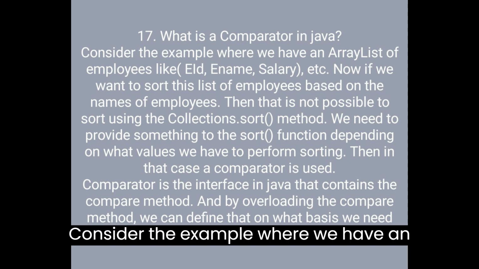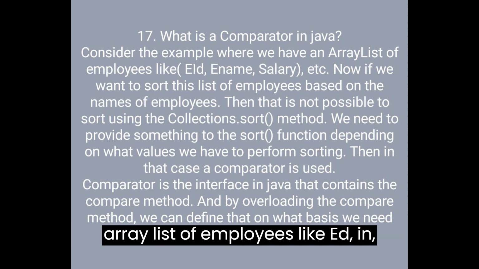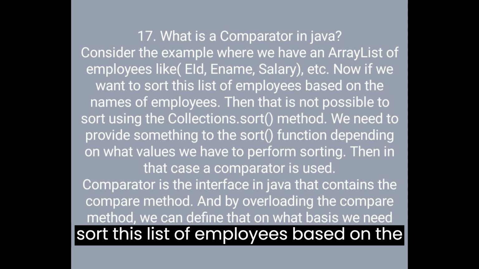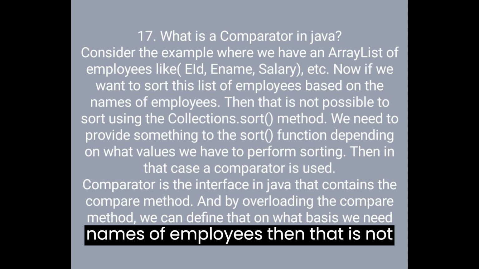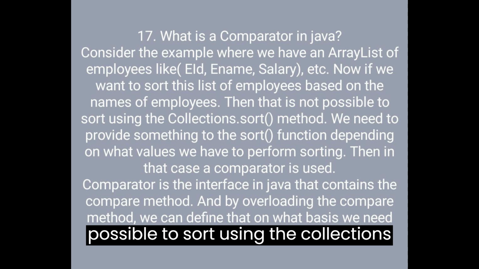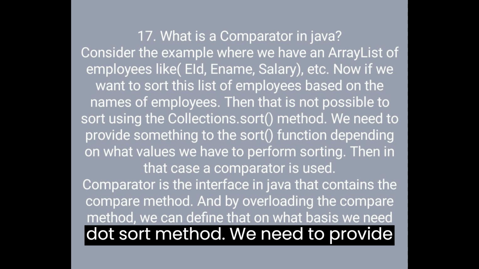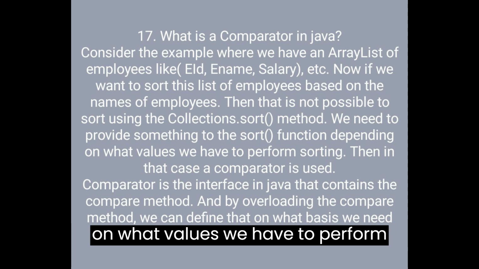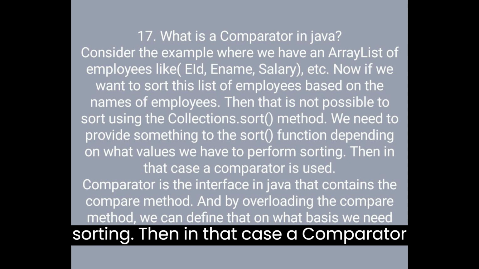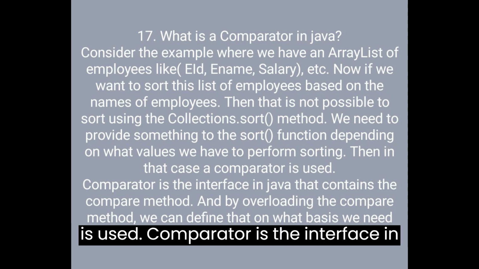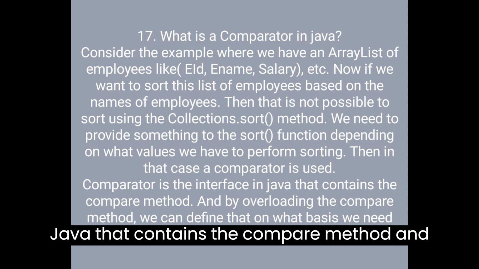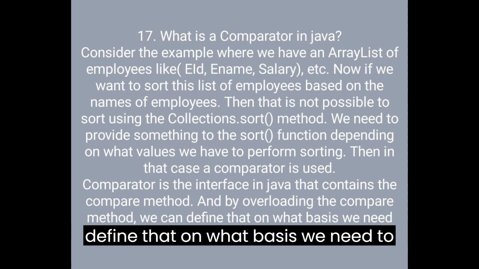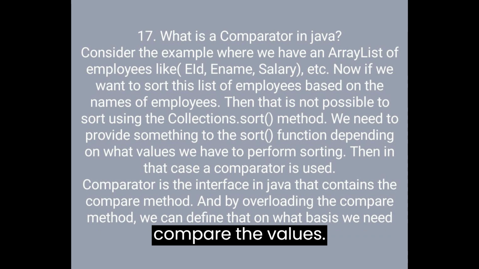17. What is a comparator in Java? Consider the example where we have an array list of employees with id, name, salary, etc. Now if we want to sort this list of employees based on the names of employees, that is not possible using the Collections.sort method. We need to provide something to the sort function depending on what values we have to perform sorting on. In that case a comparator is used. Comparator is the interface in Java that contains the compare method, and by overriding the compare method, we can define on what basis we need to compare the values.